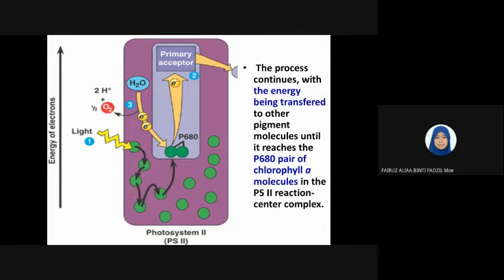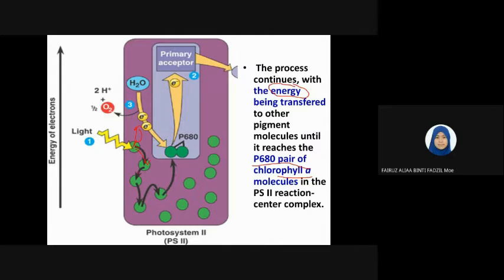The process will continue with the energy being transferred to other pigment molecules until it reaches the P680 pair of chlorophyll A molecules in the PS2 reaction center complex. This is actually referring to the black arrow here. You see the black arrow here? This black arrow shows the energy being transferred. Don't say electron transferred. No, the electron is not transferred. The electron of each pigment is raised to the excited state, but then falls back to the ground state. When the electron falls back to the ground state, energy will be transferred to the next pigment. Energy, not the electron.